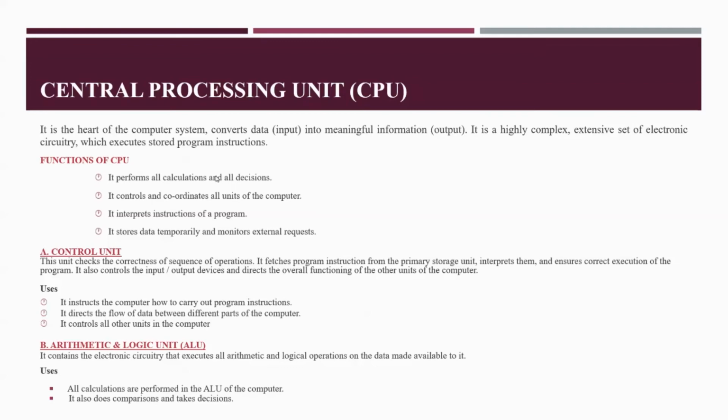It controls and coordinates all the units of the computer. Then it interprets the instructions of a program. And the fourth one is that it stores the data temporarily. So these are the important functions of a central processing unit.